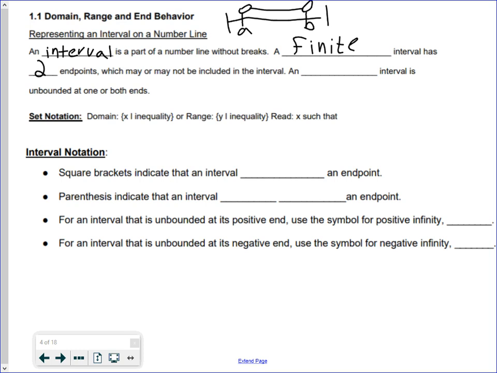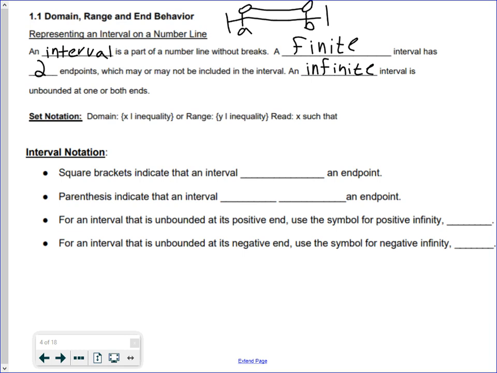And then an infinite interval is unbounded at one or both sides. An infinite interval is unbounded on one or both ends, or in other words, it doesn't have two endpoints. So one of those endpoints is going to be negative infinity or positive infinity. That means it's unbounded to one side. It's not closed off. It's not finite. You cannot define the beginning and end for an infinite interval.